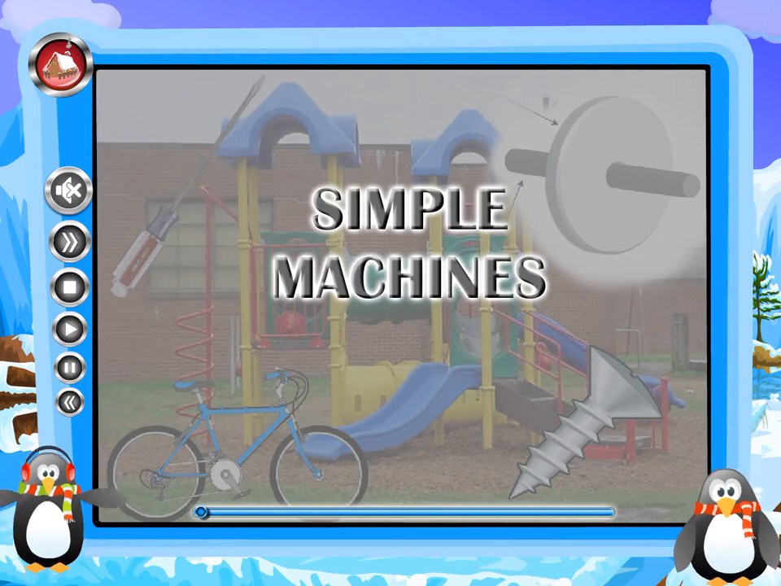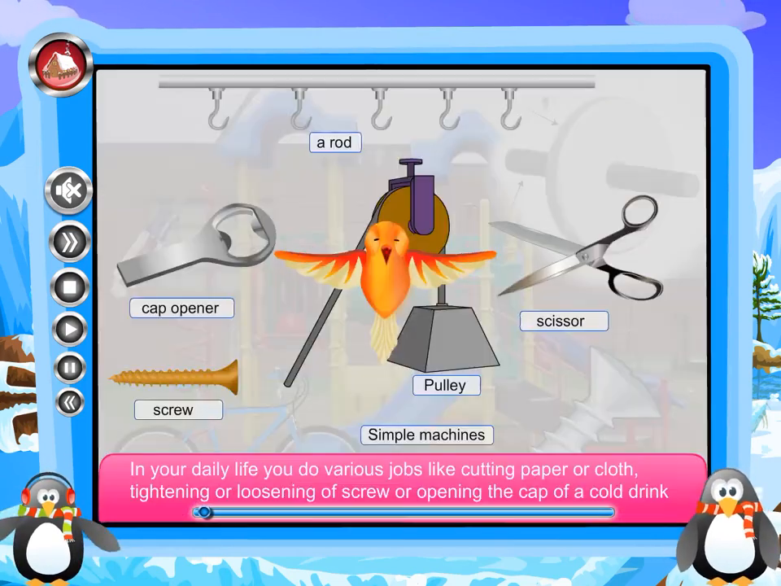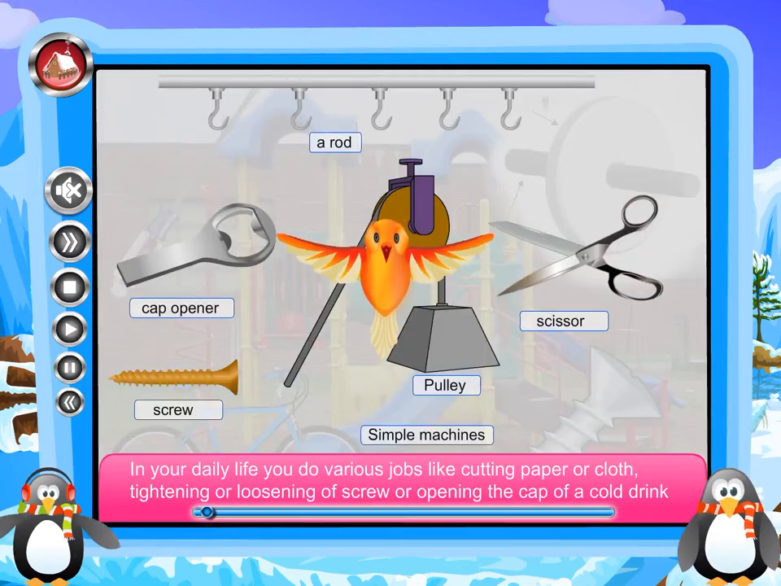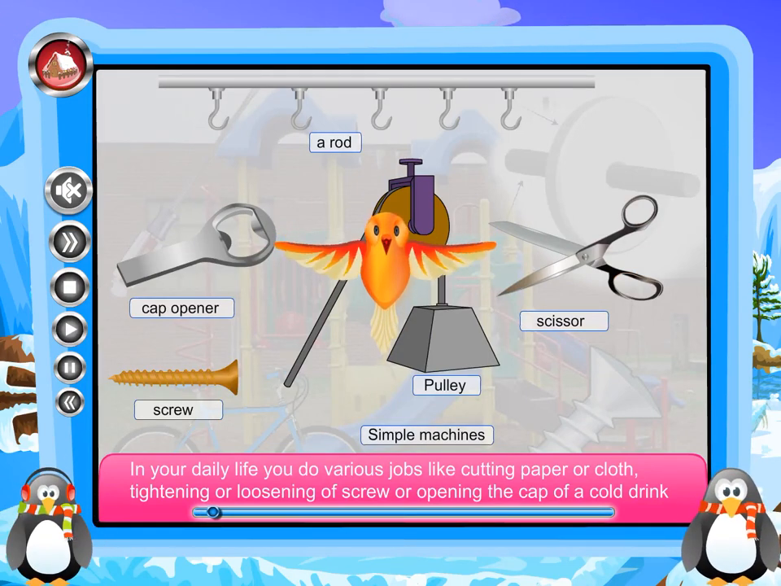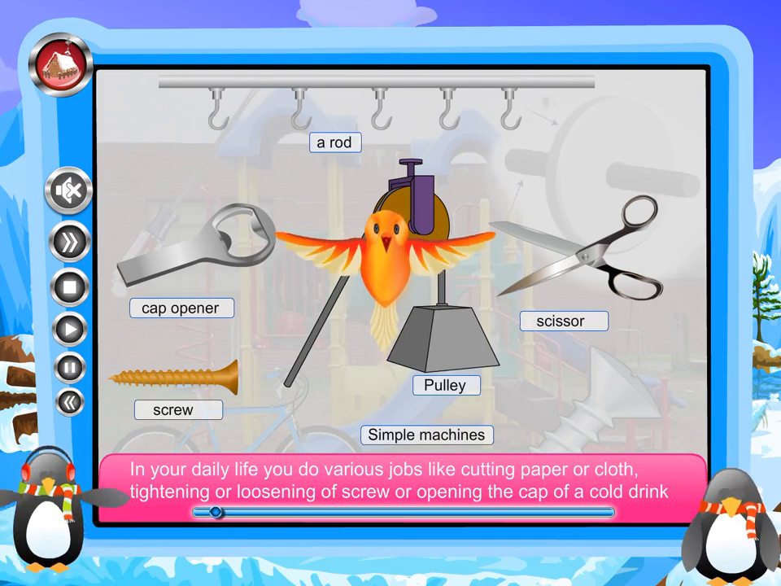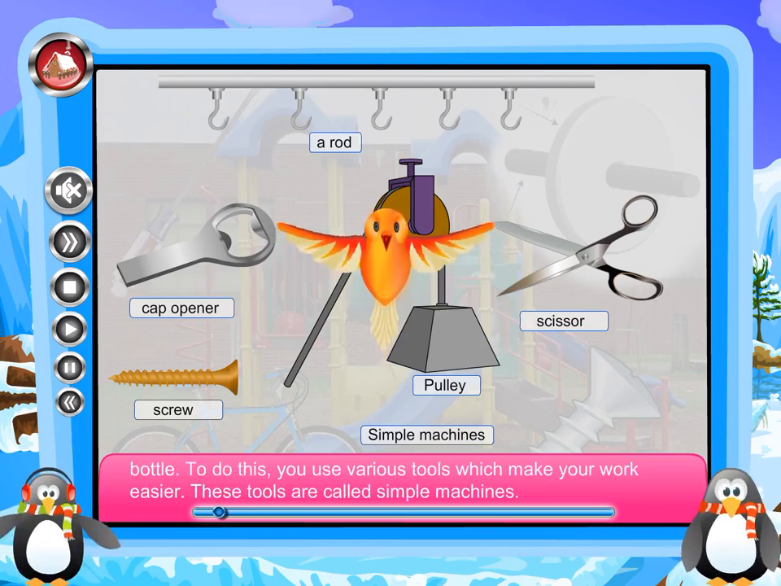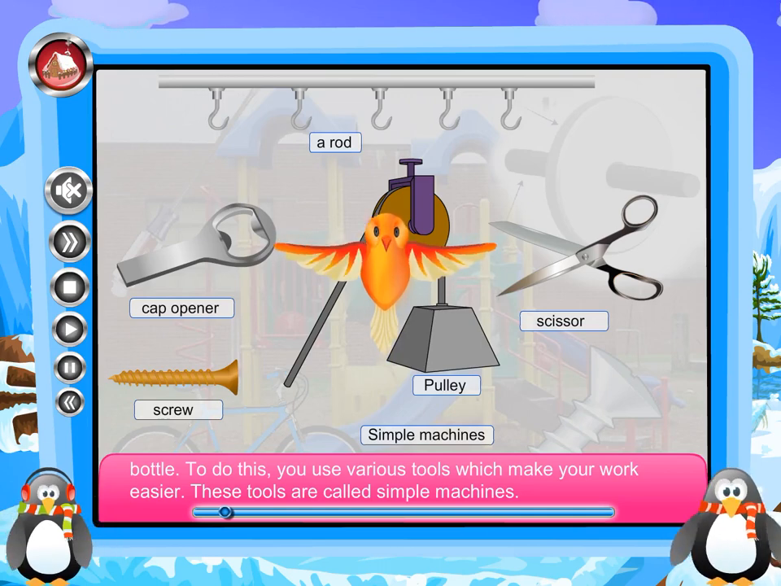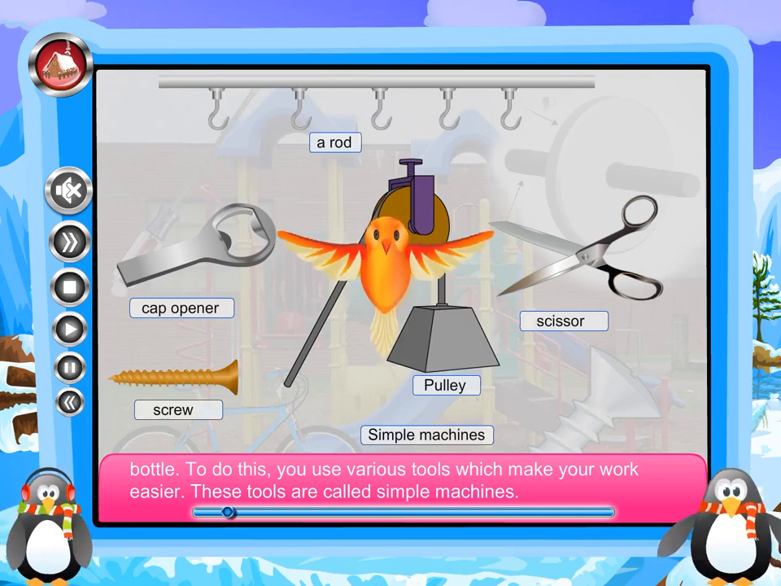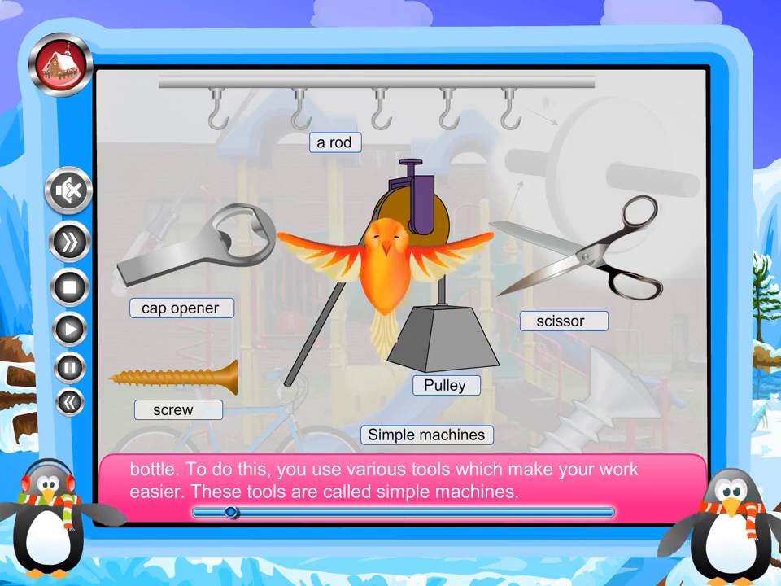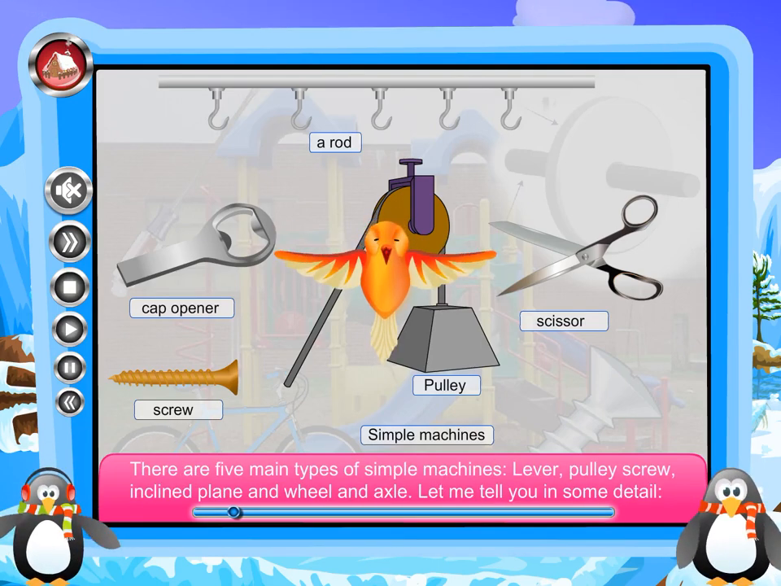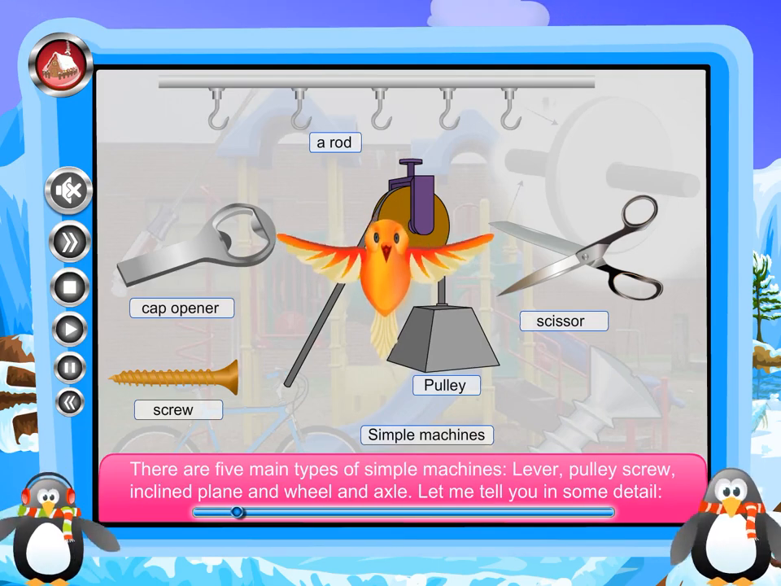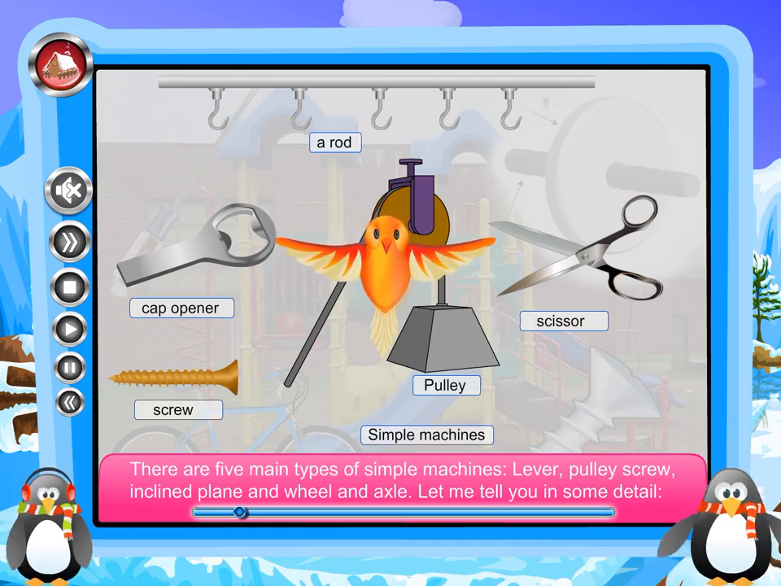Chapter 12. Simple Machines. In your daily life, you do various jobs like cutting paper or cloth, tightening or loosening of screw, or opening the cap of a cold drink bottle. To do this, you use various tools which make your work easier. These tools are called simple machines. There are 5 main types of simple machines: lever, pulley, screw, inclined plane, and wheel and axle.